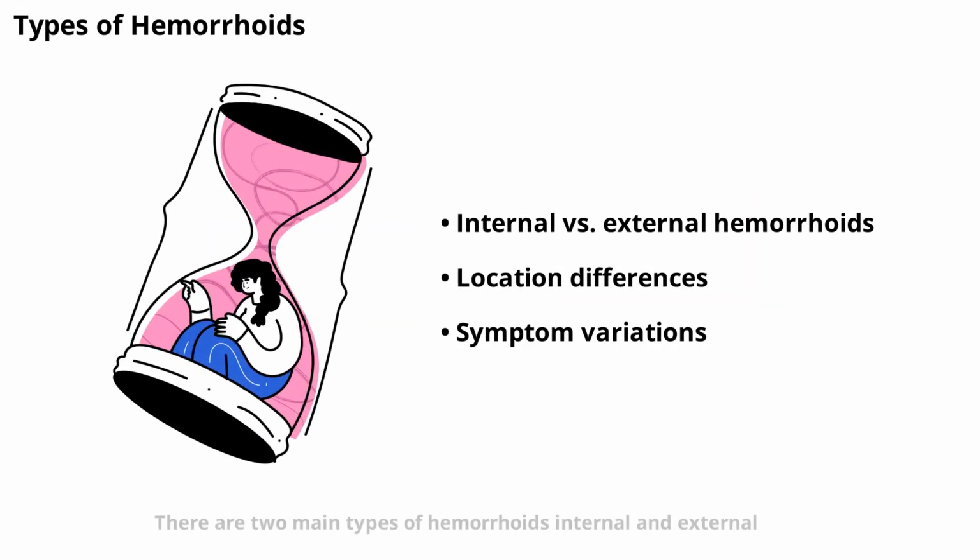There are two main types of hemorrhoids, internal and external. Internal hemorrhoids are found inside the rectum and are usually not visible. They may cause painless bleeding during bowel movements. External hemorrhoids, on the other hand, develop under the skin around the anus. These can be seen and felt, often causing pain, swelling, and sometimes bleeding. Knowing the difference between these types is important for understanding symptoms and treatment options.